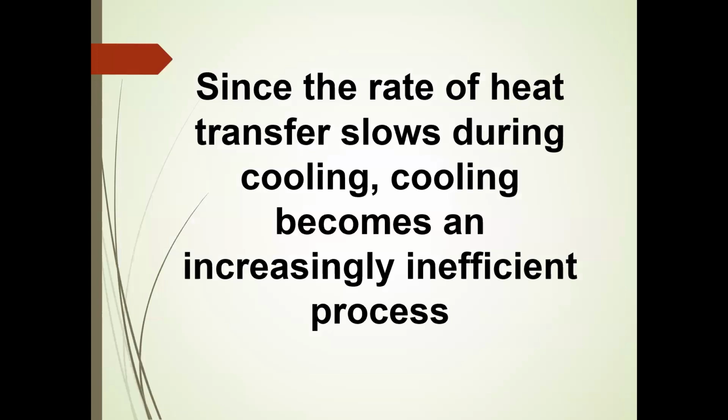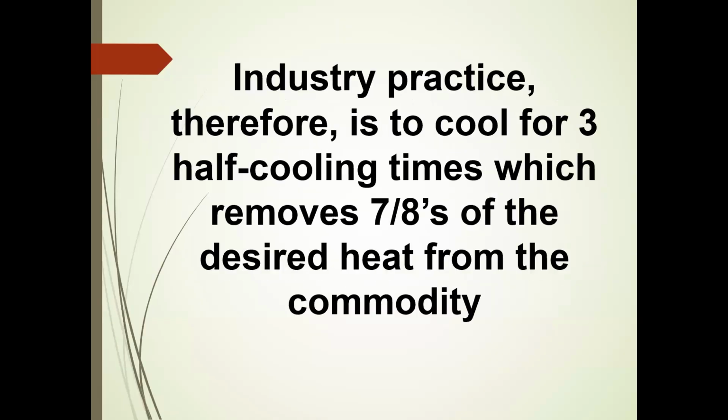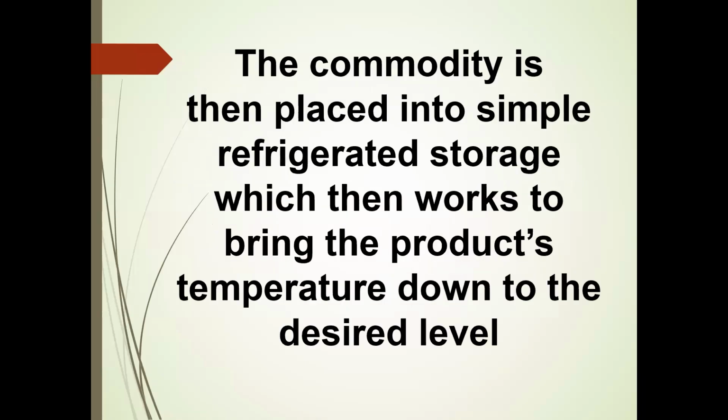Since the rate of heat transfer slows during cooling, cooling becomes an increasingly inefficient process. Therefore, industry practices to cool for 3 half cooling times, which removes 7/8 of the desired heat from each commodity. Once pre-cooled, the commodity is then placed into simple refrigerated storage, which then works to bring the product's temperature down to the final desired level.